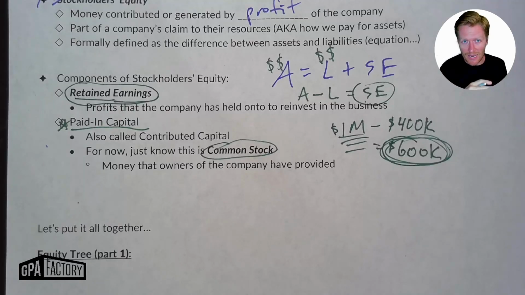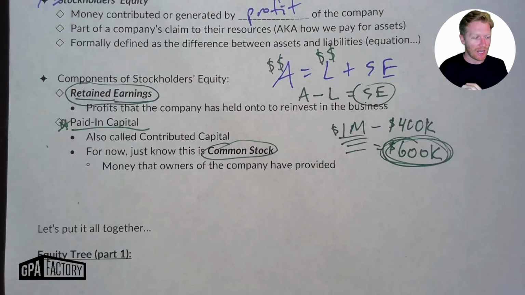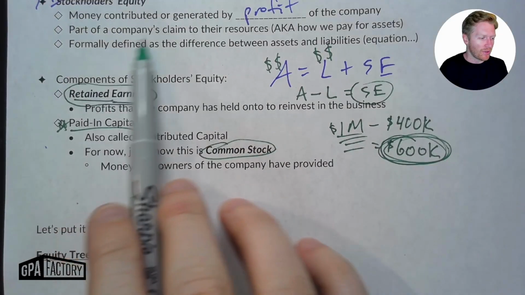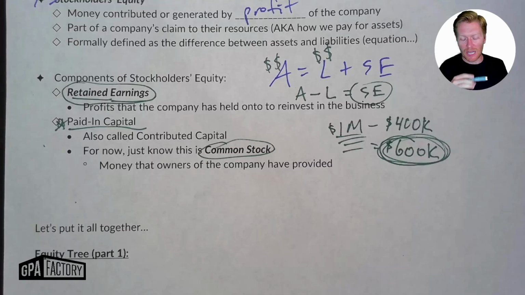So we've got retained, or held onto, earnings, profit for the company. What of the company's profit did we hold on to? That is retained earnings. So putting all of that together, we've formally defined equity as the difference between assets and liabilities. It's part of the company's claim to their resources. How much do the owners have claim over?